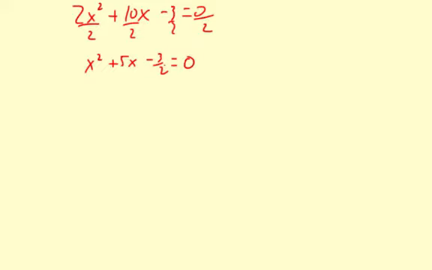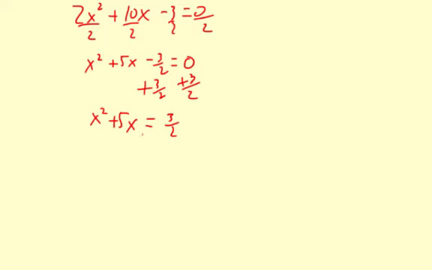Okay, next step, I'm going to add this 3 halves to both sides. I'm trying to isolate the x squared so then we can do the perfect square trinomial. So plus 3 halves to both sides. So x squared plus 5x equals 3 halves.